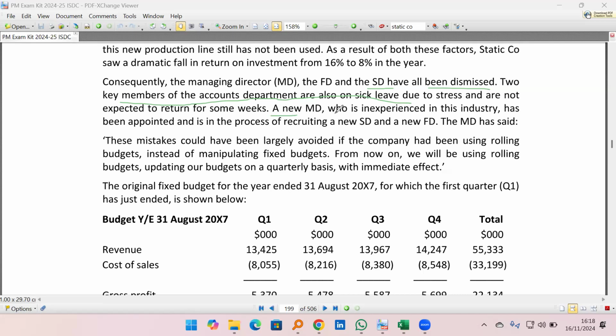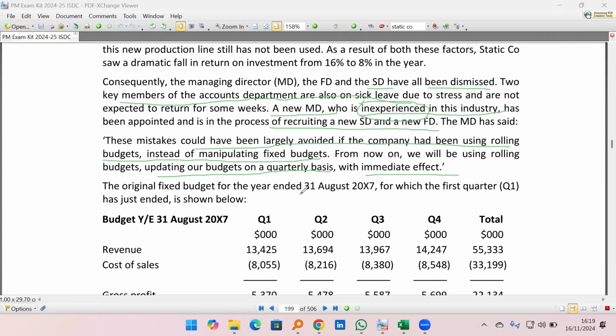And we also have a new MD, and he is inexperienced in the industry. He's the one recruiting a new sales director and a new finance director. A person who's not experienced is not going to make good choices per se. But in this case, he said that these mistakes could have been largely avoided if we had used rolling budgets instead of manipulating fixed budgets. And this is correct. He says that from now on, we shall be using rolling budgets, updating the budgets on a quarterly basis with immediate effect.